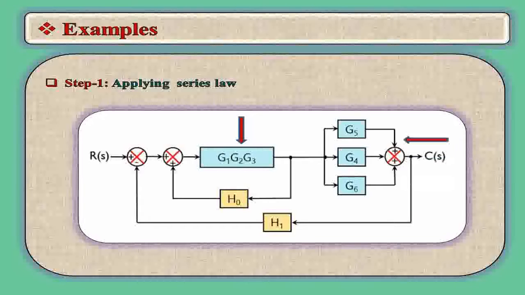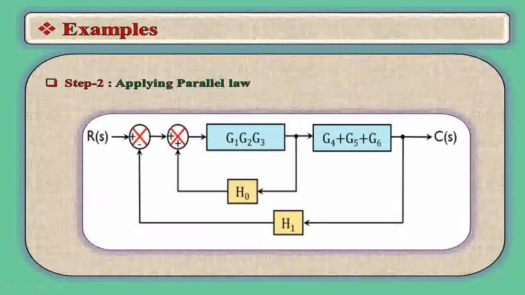Further we can see the three blocks G4, G5, G6 are present that are connected in parallel. So the step number 2, we can simplify the diagram by applying the parallel law according to rule number 2, reducing the blocks in parallel, and gain will be G4 plus G5 plus G6, and we get the diagram as shown in figure.